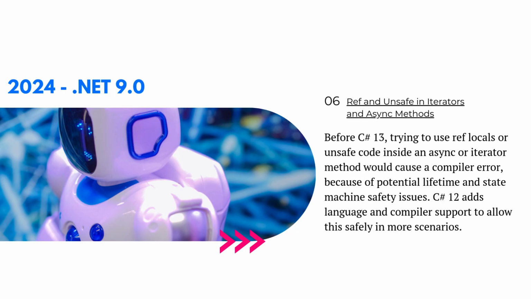Before C# 13, trying to use ref locals or unsafe code inside an async or iterator method would cause a compiler error, because of potential lifetime and state machine safety issues. C# 13 adds language and compiler support to allow this safely in more scenarios.